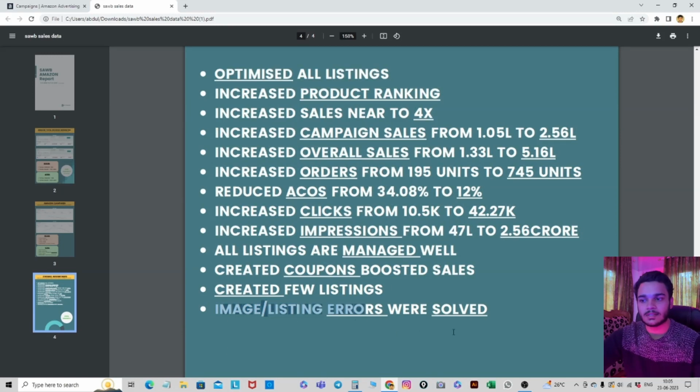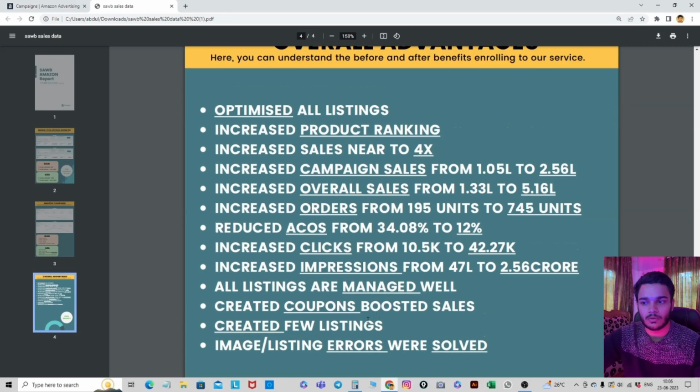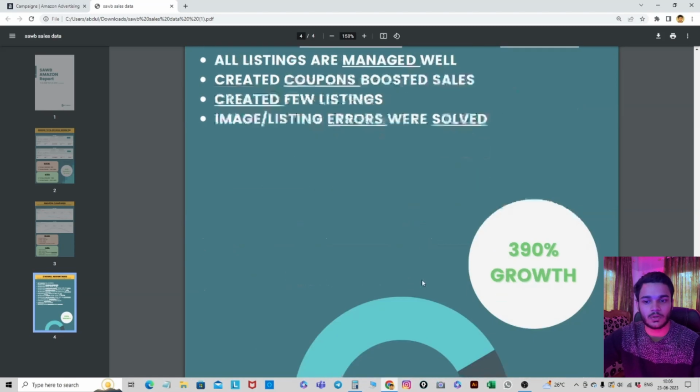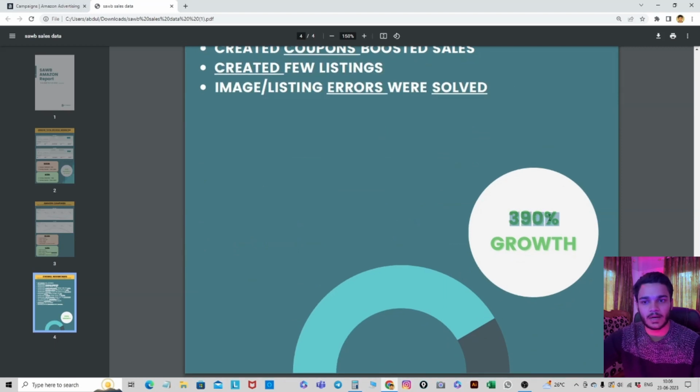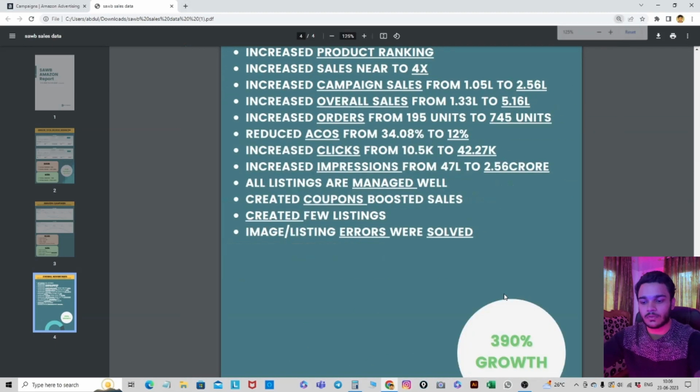Another thing is that sometimes the images will have some problems. According to Amazon policy, the main image might have some problems. If you are using a watermark in the main image, there is a high chance of getting our listing image rejected, right? Once our image is rejected, it means our listing will be disabled. No one can purchase our product or see our product. So listing errors we have solved. At the end, we can see we have created 390% growth within 3 months. Okay, so that's the result for this client.